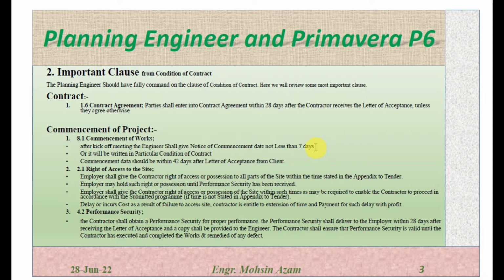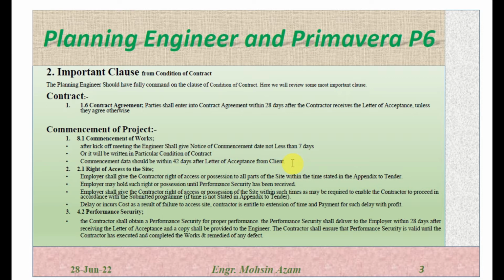Once the kick-off meeting for the project is done, the engineer should give notice to the contractor to start the work, but the notice should not be less than 7 days, or else it will be written in the particular conditions of contract. As we discussed before, there will be some particular conditions of contract. So if something regarding the start or execution of the work is written there, it will be followed. The commencement date should be within 42 days after the letter of acceptance from the client. So the project should start within 42 days of the letter of acceptance.